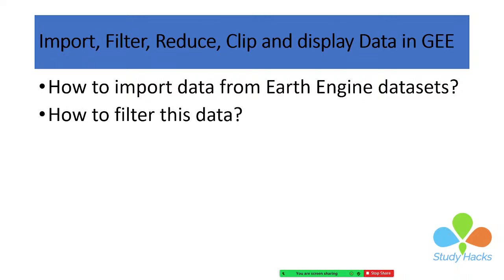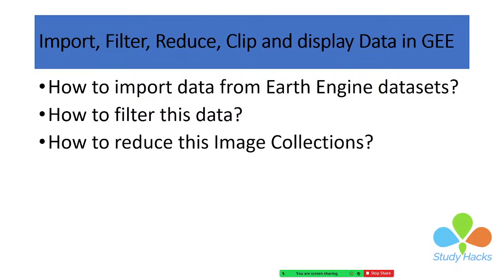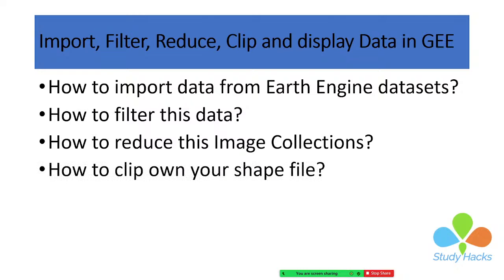Suppose you want to filter this data, you need this data only for a specific time period, or you need this data only for a specific area. I will also discuss how you can easily filter by all of these characteristics. Then how to reduce this image collection. Here we can see there are a lot of images in the collection, and I will show how you can reduce this image collection and get the result. Then how to clip to your shapefile. Suppose you have your own shapefile for India, and you want to calculate the NDVI for the total country boundary of India. Then you need to use the clip function. I will also discuss all of the details.